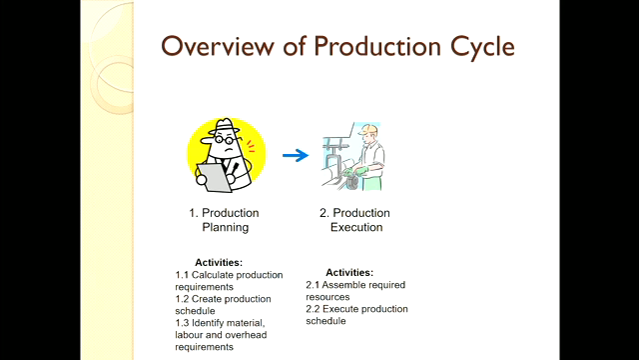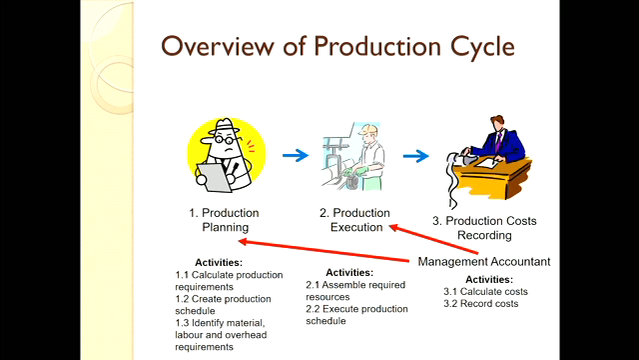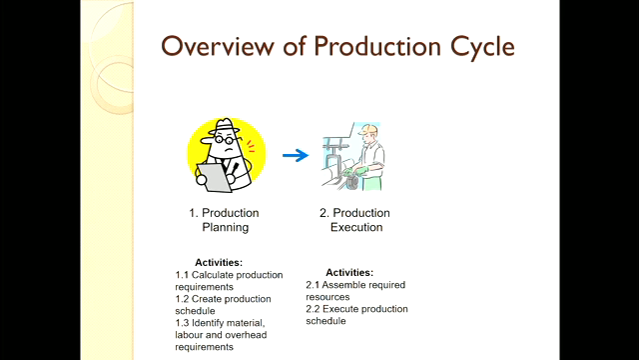And then a related question would be, what are the materials, right? What are the labor, what are the overhead expenses that are likely to occur. And then the company needs to know all those information, right, before they even start the production. So production execution, right, simply speaking, is just the actual manufacturing process.